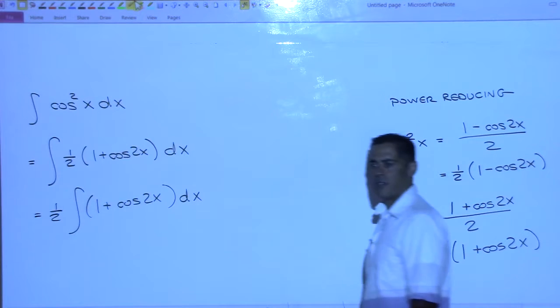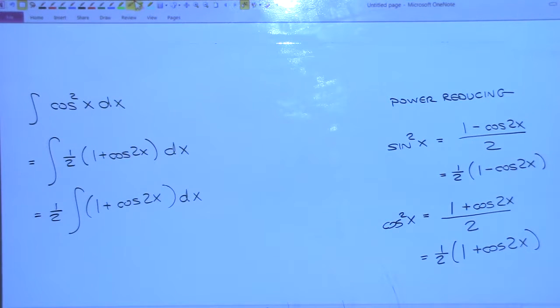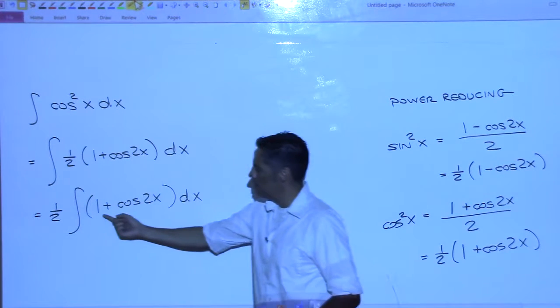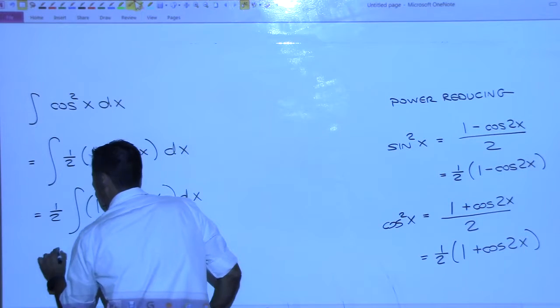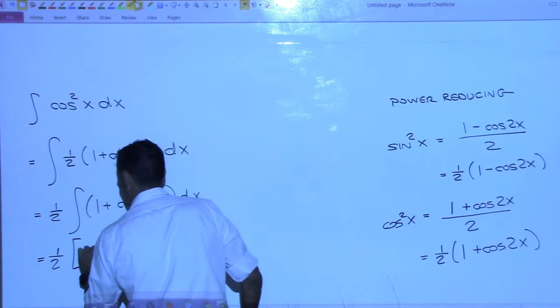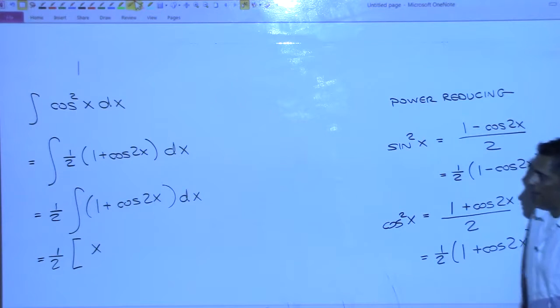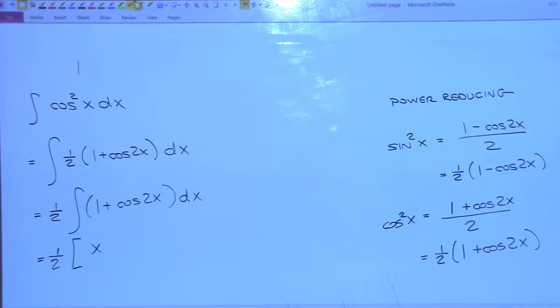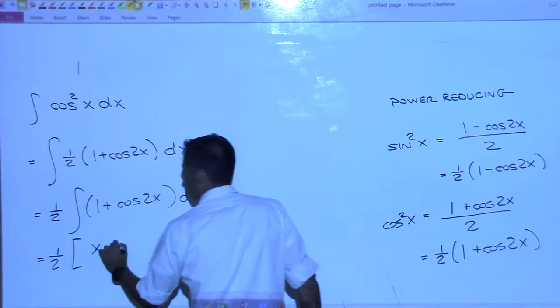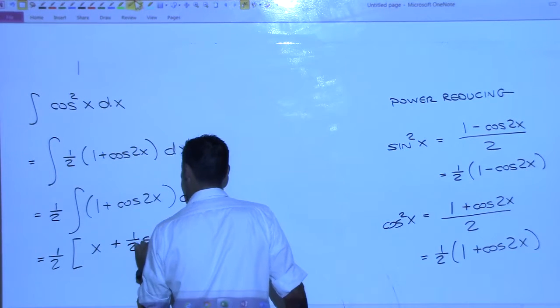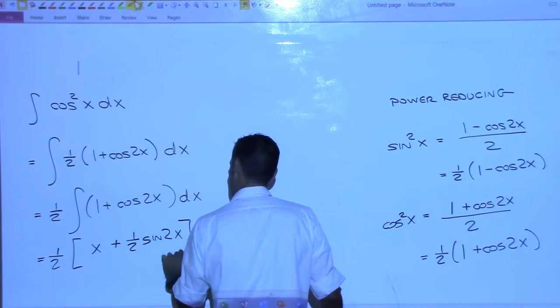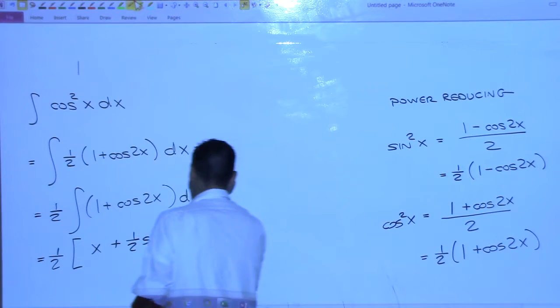Can you handle each of those individually? Yeah. Not bad at all, right? Antiderivative of 1 would be x. So I'm going to have 1/2 here. I'll have x. And then what is the antiderivative of cosine 2x? Be careful. 1/2 sine 2x, plus C.